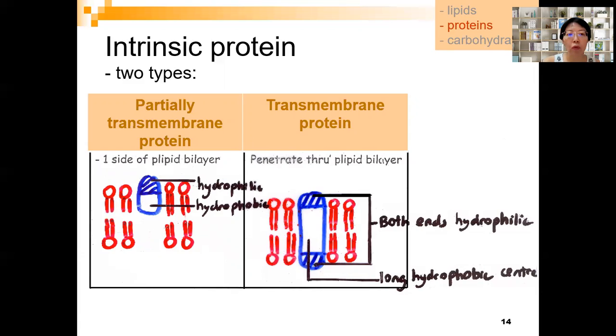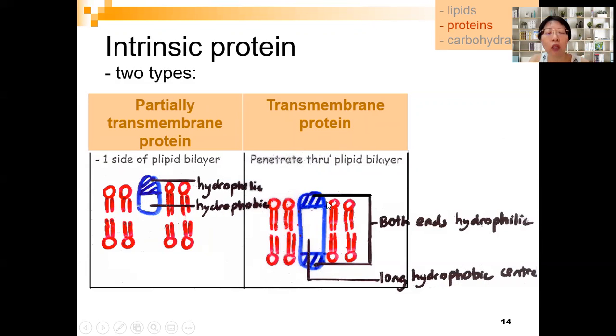Partially transmembrane protein, you can see that this blue color is a protein. It is only located at one side of the phospholipid bilayer, so it's partially transmembrane. Partially means part of. Trans means across. Across the bilayer is only part of the across, okay? Transmembrane protein means the entire protein is across the entire membrane phospholipid bilayer, okay?